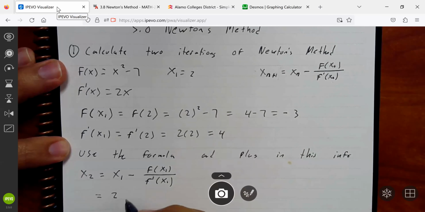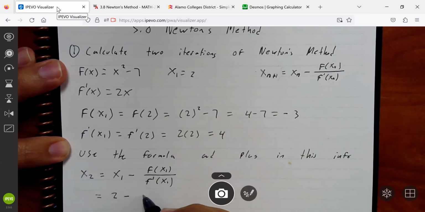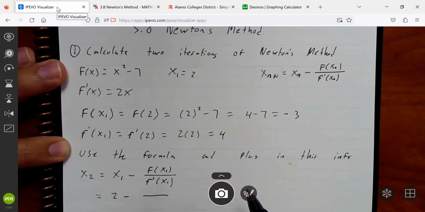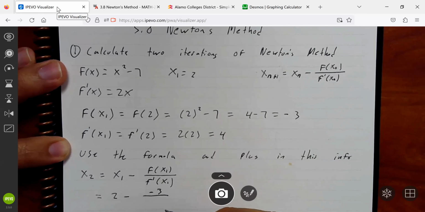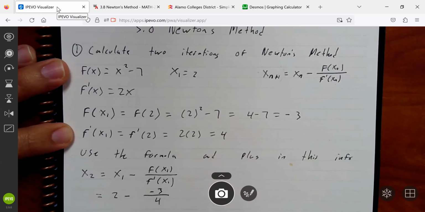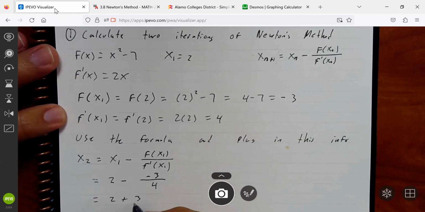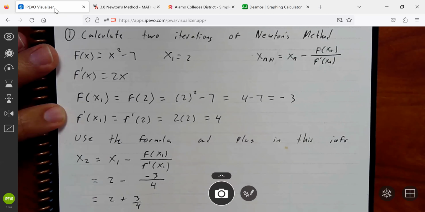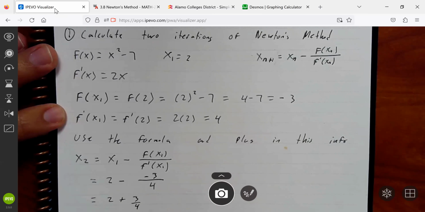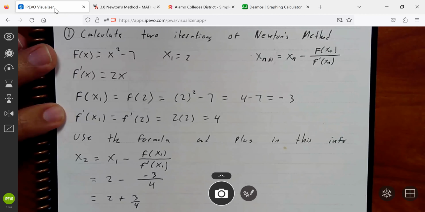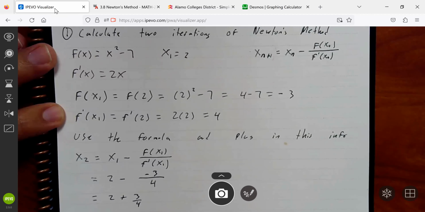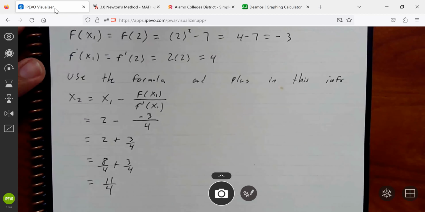x1 is 2 minus, this guy would be negative 3. This will be 4. So 2 minus negative 3/4, that'll be 2 plus 3/4. What is 2 plus 3/4? It's 11/4. 11/4, thanks. Okay. So now we found x2.